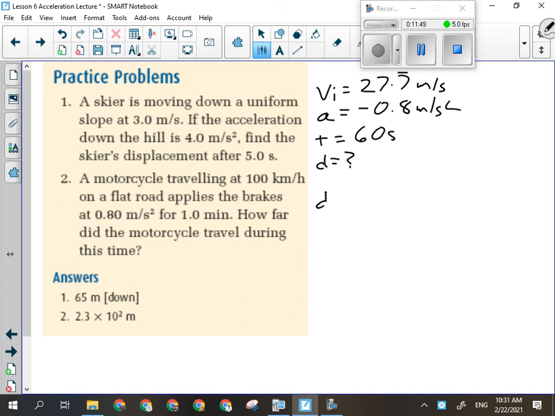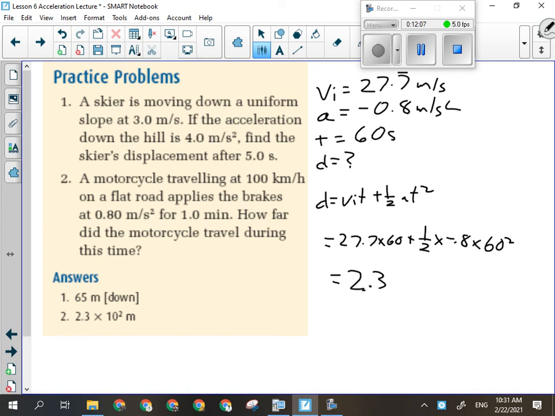So we've got D equals VI times T plus 1/2 AT squared. Again, I don't have to manipulate, I just have to plug in the numbers. So we'll have our 27.7 times 60 plus 1/2 times negative 0.8 times 60 squared, and that'll give us our 2.3 times 10 to the 2 meters. So it'll travel 230 meters before coming to a stop. Okay, questions on that one?